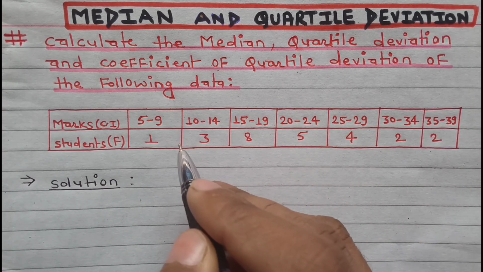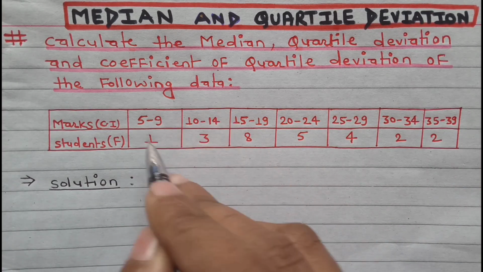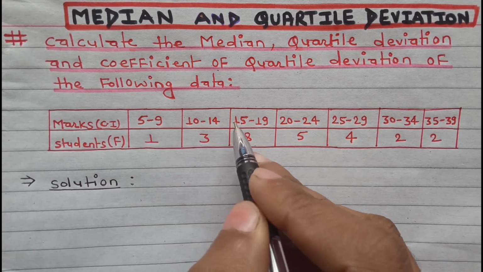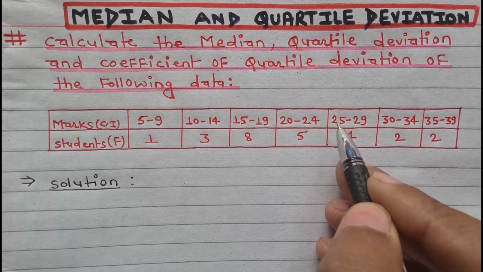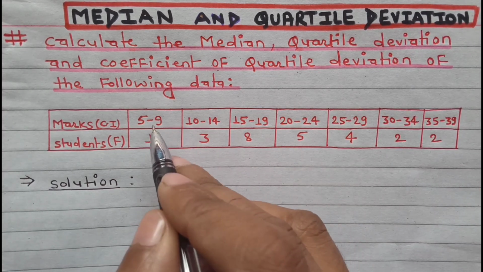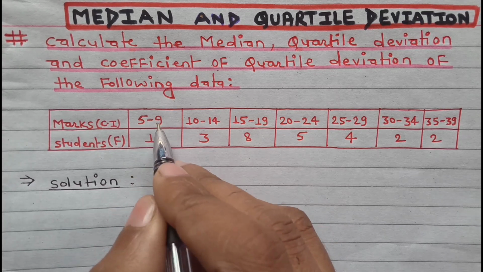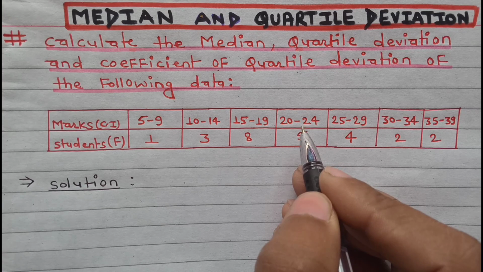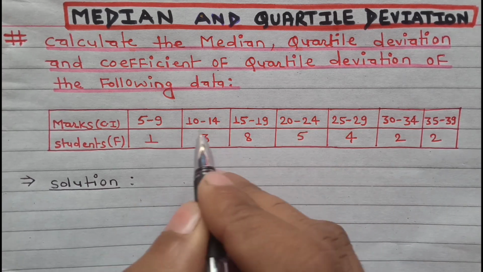Don't be confused if the data is like 5 to 10, 10 to 15, 15 to 20, 20 to 25, 25 to 30, 30 to 35, 35 to 40. That data and this data are the same. If the question is 0 to 10, 10 to 20, 20 to 30, 30 to 40, the question is the same.